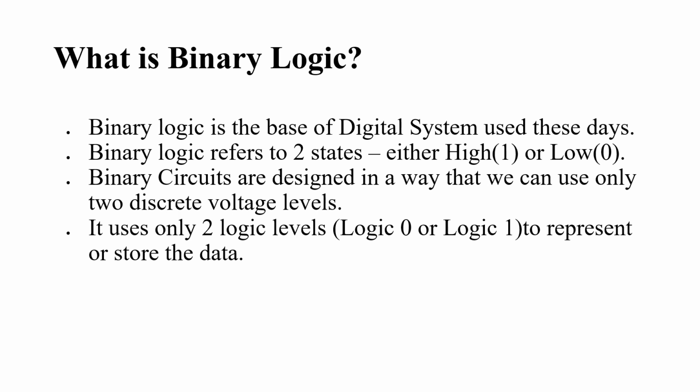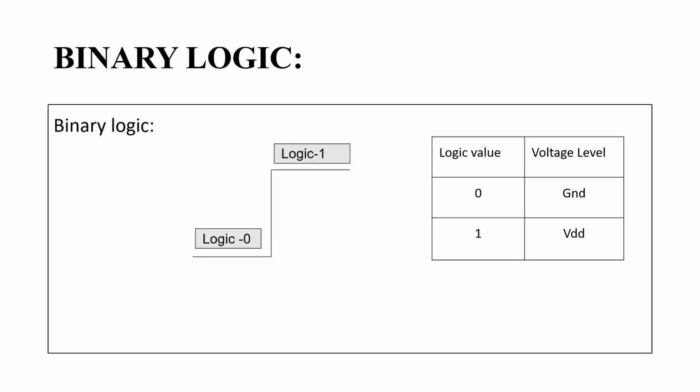What is ternary logic? Before knowing what ternary logic is, we have to know about binary logic. Binary logic is the base for all modern digital computations, and it is a two-level logic. It utilizes 0 or 1 to represent the data. As we can see in the representation of the binary logic levels here, it is designed in such a way that it can only use two discrete voltage levels to represent the data. Here, logic 0 corresponds to the ground voltage level and logic 1 corresponds to the maximum voltage level, that is VDD.